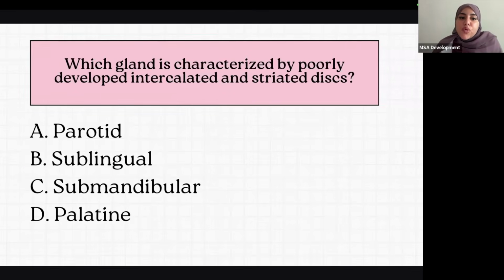Which gland is characterized by poorly developed intercalated and striated ducts? Do you remember this? Sublingual. Like I said before, it doesn't need intercalated and striated ducts. It is primarily mucus secreting.